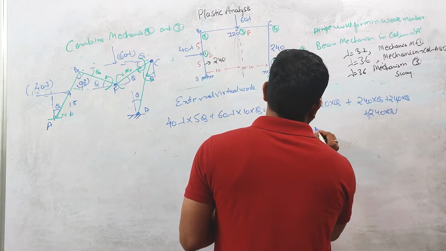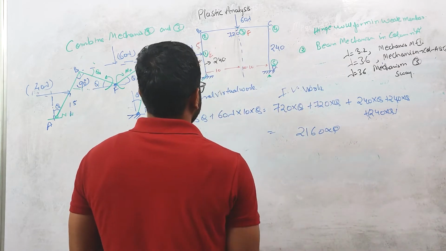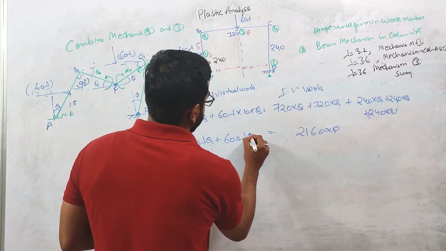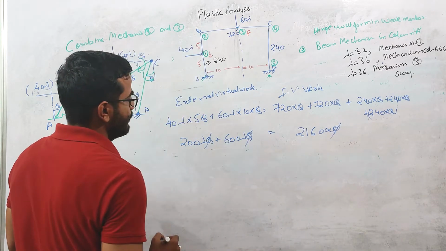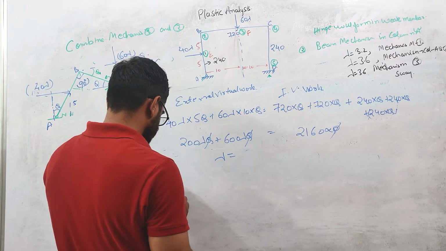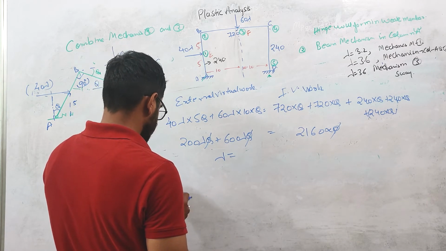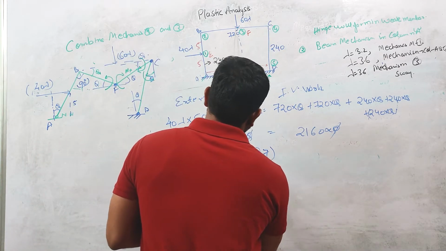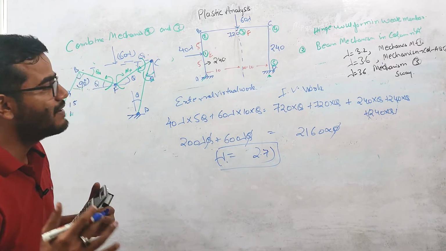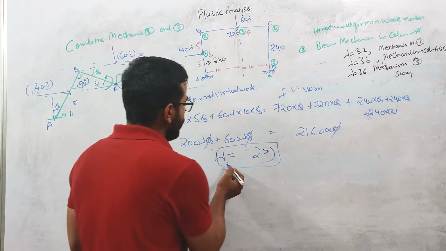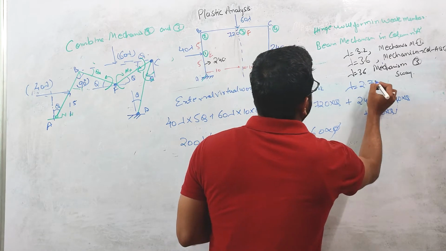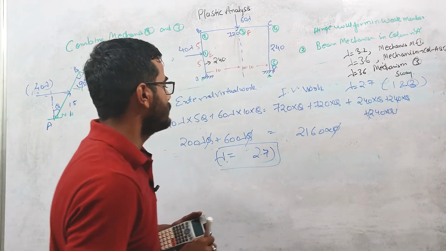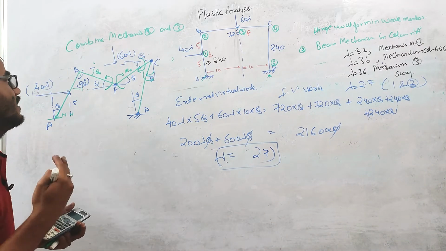So this is 2160 into theta, and this will be equal to 200 lambda theta plus 600 lambda theta. So theta will cancel out, right? So lambda will be equal to 2.7. Okay, so you can see that by cancelling the formation of hinge at point B, the load factor is reduced to 2.7, when you combine mechanism 1 and mechanism 2, mechanism 3, right? So you can see the advantage of cancelling the hinges.